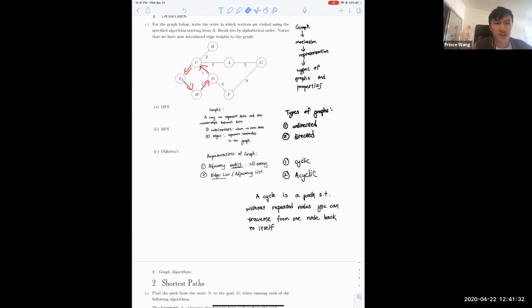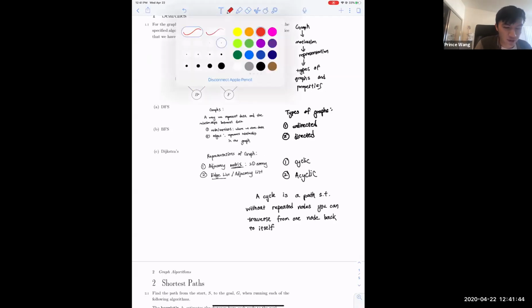Don't worry too much about the detail. I don't think you actually need to remember the precise definition of a cycle, but as long as you know it's sort of like a circle where you can go around, that's good enough for 61B. Yeah. So any questions on cycles?